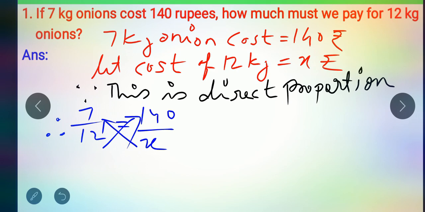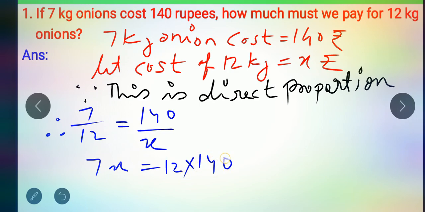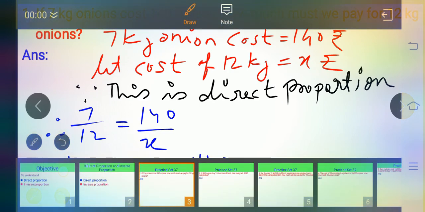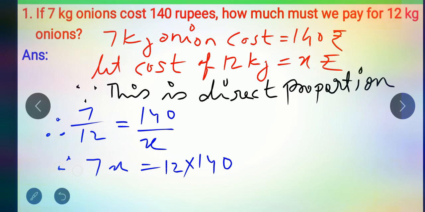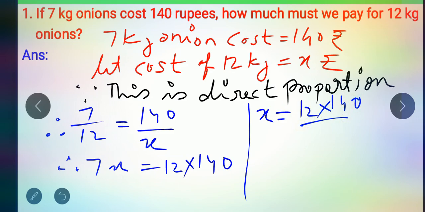When we do cross multiplication, it will become 7 into x, 7x is equal to 12 into 140. So here, students, I'll change the side of 7. When you change the side of 7, 7 will go in the denominator and it will become x is equal to 12 into 140 upon 7. 140 upon 7.